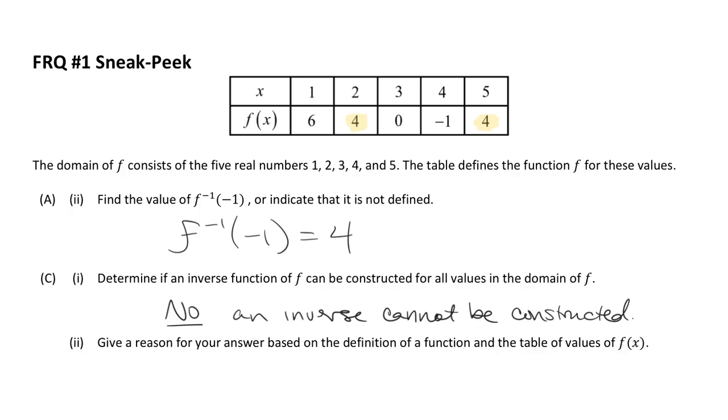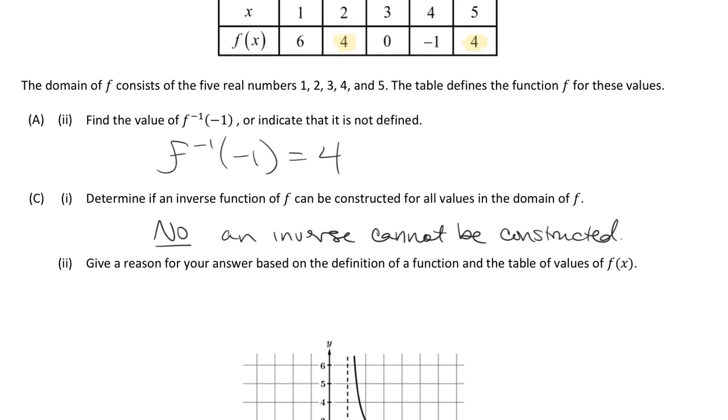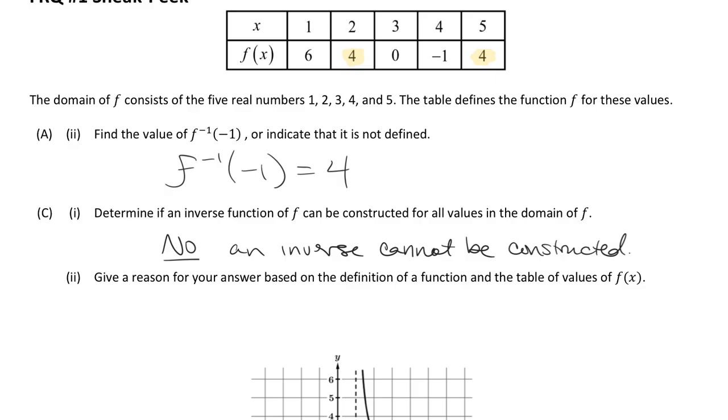How did I know to use those words? I read the question. It says, determine if it can be constructed. So I say, no, it cannot be constructed. We're just returning the question back to the reader. Then part 2 is always going to ask you to give a reason for what you said. And Keela already said it out loud.